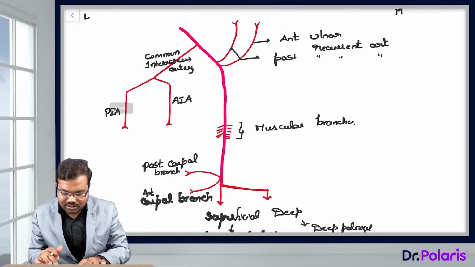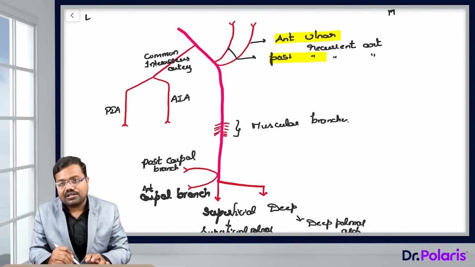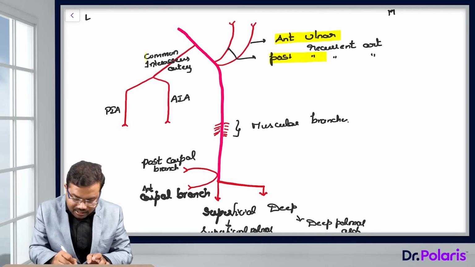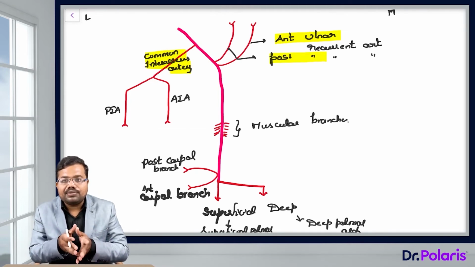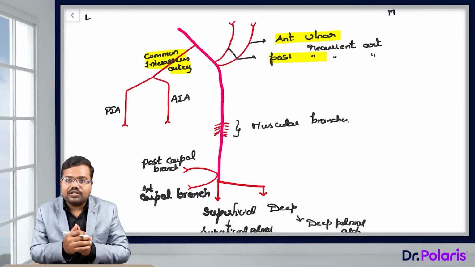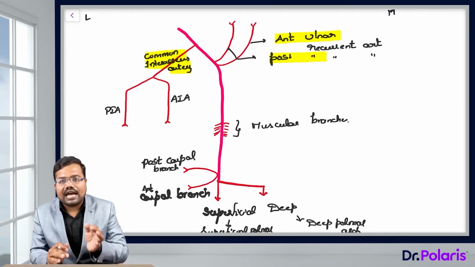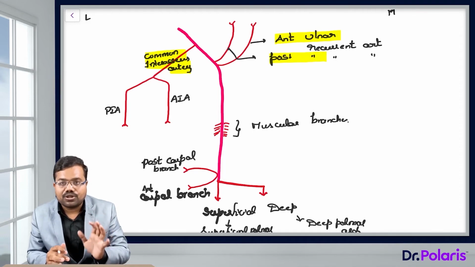Once again, I am just summarizing. The first branch is the anterior ulnar recurrent artery. The second one is the posterior ulnar recurrent artery. Another branch is the common interosseous artery, which divides into the anterior interosseous artery and the posterior interosseous artery. The names are given because if it runs anterior to the interosseous membrane, which is present between the radius and ulna, it is called the anterior interosseous artery. And if it runs on the posterior side, it is called the posterior interosseous artery.